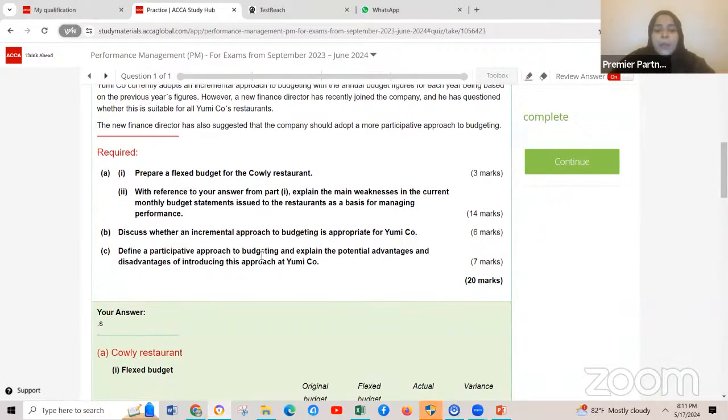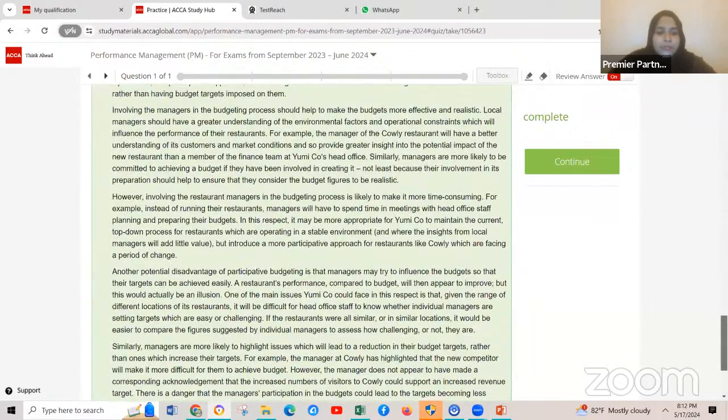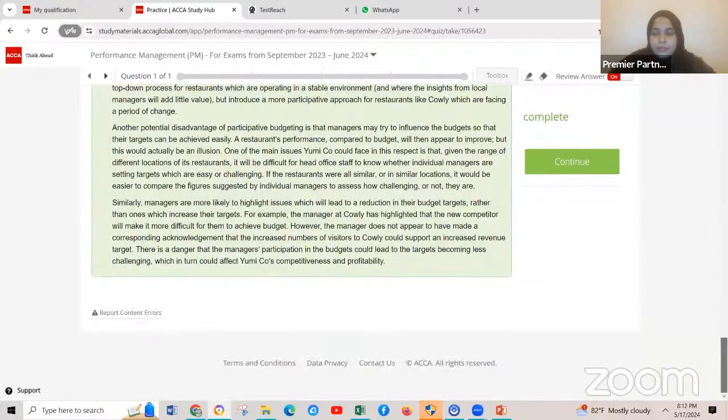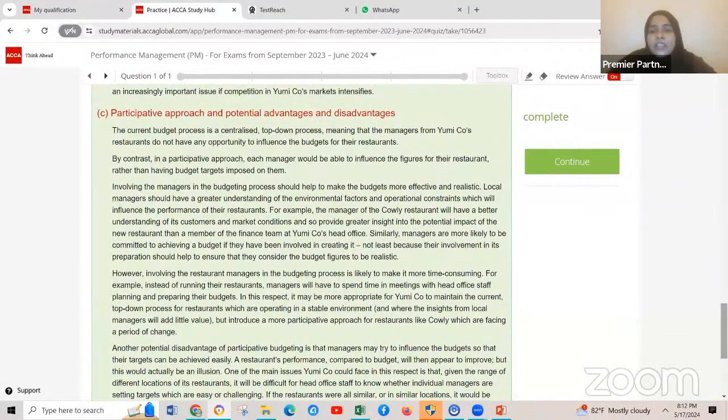Define a participative approach to budgeting and explain the advantages and disadvantages of introducing this approach at Yumiko. The current budget process is a centralized top-down process. They mentioned that, meaning that the managers from Yumiko restaurants do not have an opportunity to influence the budgets in their restaurants. They don't have a say. By contrast, in a participative approach, each manager would be able to influence the figures for their restaurant rather than having budget targets imposed on them.